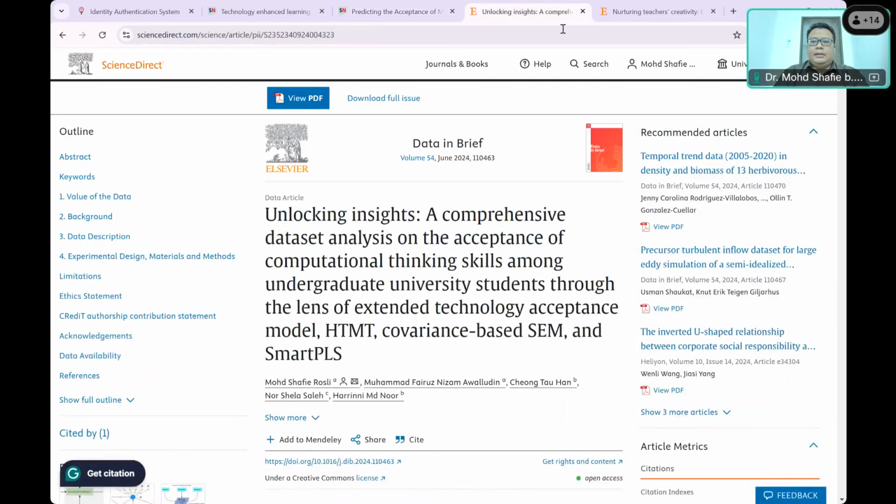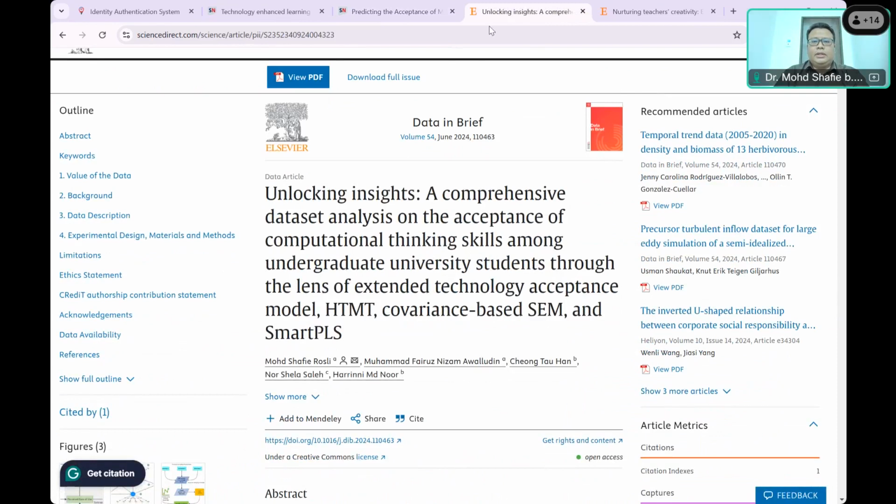Then the slide is not showing. Sorry, I'm not showing the slide. I'm showing the website, the Springer and Elsevier publication.